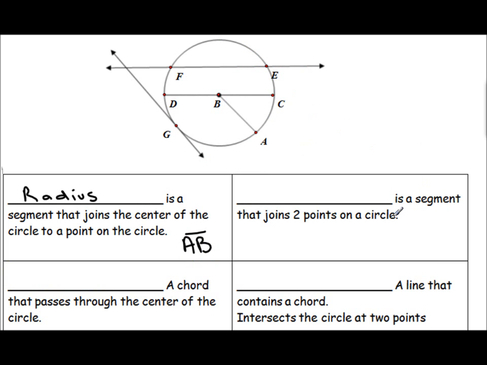A segment that joins 2 points on a circle, so FE is a segment that joins 2 points on a circle, is called a chord. When you have a chord that passes through the center, so DC, a chord that passes through the center of the circle is called a diameter.